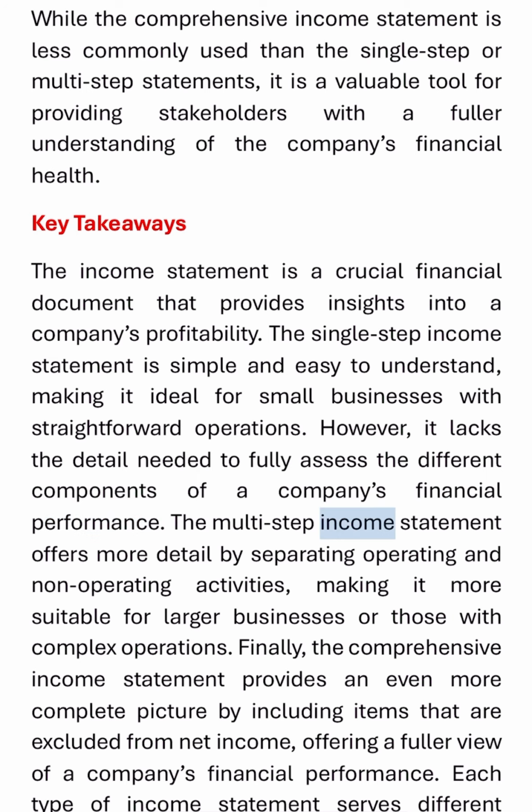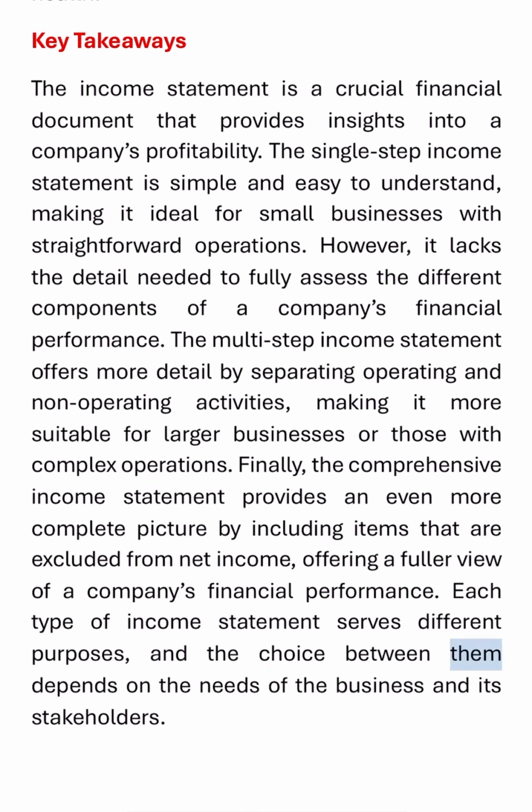The multi-step income statement offers more detail by separating operating and non-operating activities, making it more suitable for larger businesses or those with complex operations. Finally, the comprehensive income statement provides an even more complete picture by including items that are excluded from net income, offering a fuller view of a company's financial performance. Each type of income statement serves different purposes, and the choice between them depends on the needs of the business and its stakeholders.